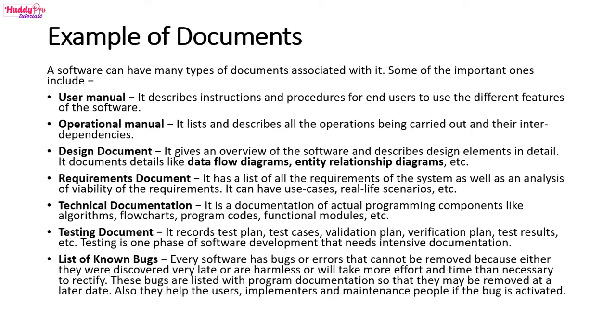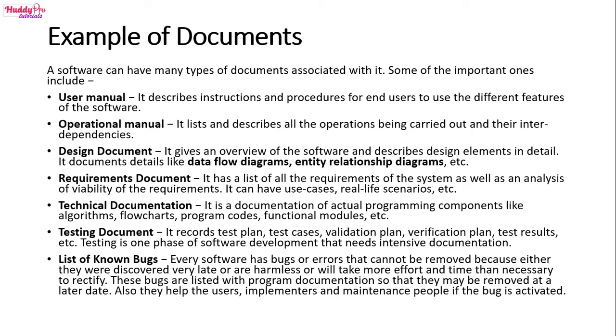It guides the user on the procedures and the steps to go through in order to use the several features of that software. Then you have the operational manual. This lists and describes all the operations being carried out and their interdependencies. So that's the operations manual.